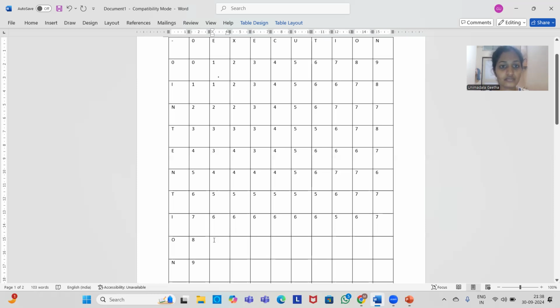Next, we have to compare O with the execution. O and E, the number will be 7. O and X, the number will be 7. O and E, the number will be 7. O and C, the number will be 7 because in 6, 6, 7, 6 is the smallest element. We have to insert, adding +1, so it will become 7. O and U, the number will be 7 because here 6 is the smallest number. So we insert +1 with that 6, it will become 7.